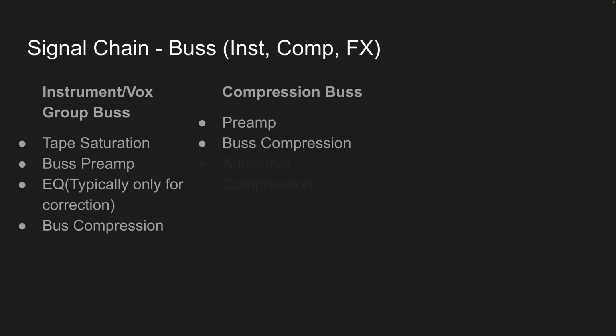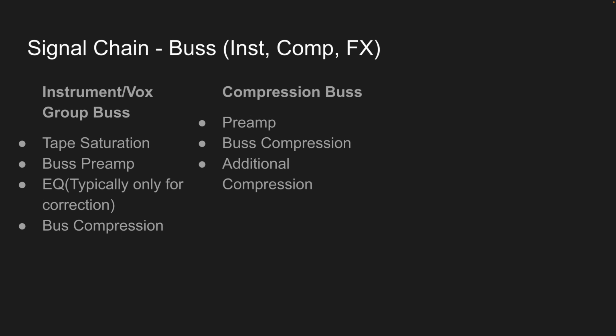Preamp, bus compression, and then the bus compression is going to be typically at a higher ratio, say an 8-to-1 or a 10-to-1, and then I'm going to be still bringing it 3 to 6 dB down, set my threshold there, and then any additional compression would come after that.